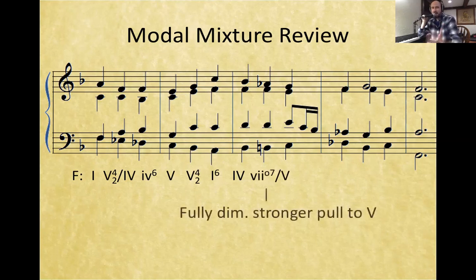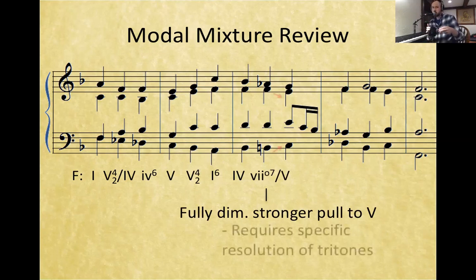That A flat is mixed from F minor, right? A natural, the 7th we expected there, is very common and expected in F major, but the A flat is from F minor. And so we feel with that fully diminished sound, it's pulling us to 5 more strongly. And because of that, the only thing we have to keep in mind is that we have to look for the resolution of those tritones.